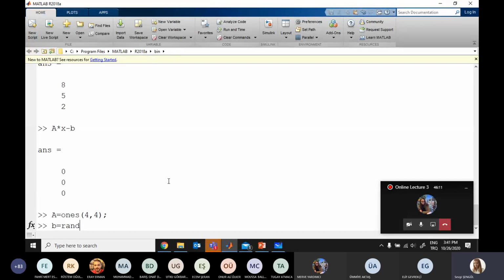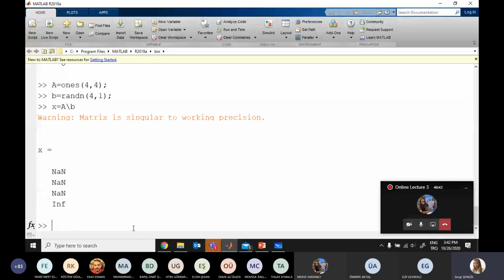If you put the rand command, it will define a matrix of the size you specify, let's say 4 by 1, with numbers between 0 and 1. That's why I'm defining a random matrix that can have any number, 4 by 1. And if I say the solution of this one, let's say this is my matrix, this is my right-hand side, what will be the solution of this system?